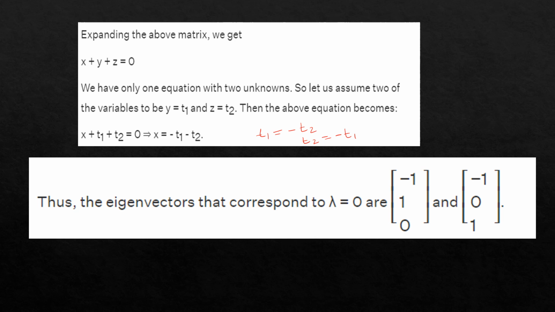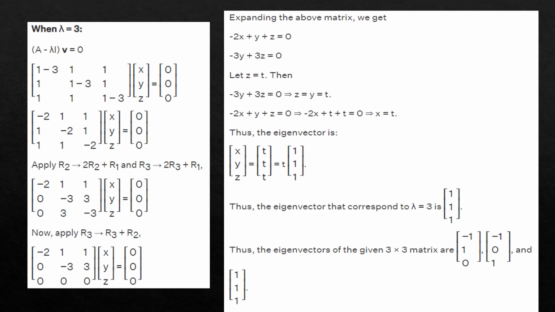So corresponding to these two, we are having two eigenvectors. One is minus 1, 1 and 0. Another one is minus 1, 0 and 1. Corresponding to a single eigenvalue, that is 0, we are having two eigenvectors here because we have two possibilities. Then corresponding to 3, again we are having three equations, because all the values in my matrix are non-zero.